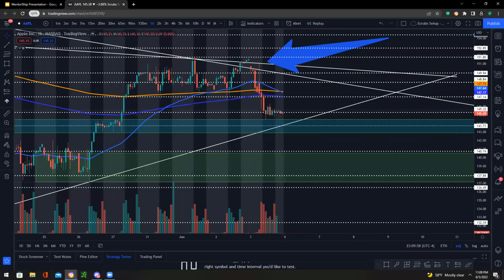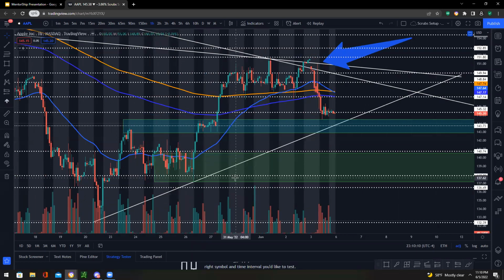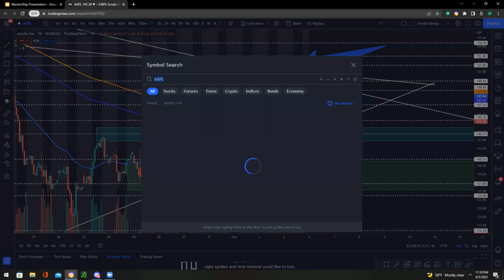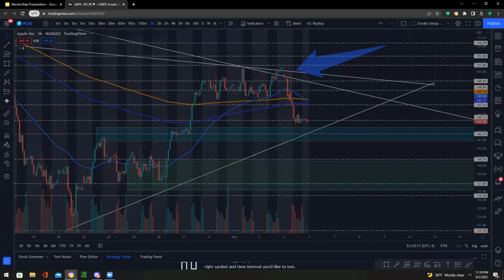Okay, so that's Apple in a nutshell. Pretty simple. If it holds this blue box, we buy calls. If it does not, we buy puts and we look for this green box. Pretty simple play here. That's Apple. Another one I was looking at was actually Plug.